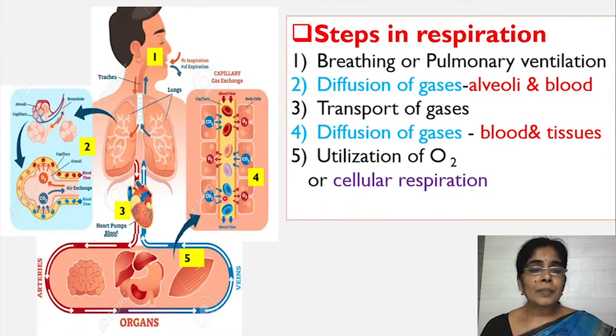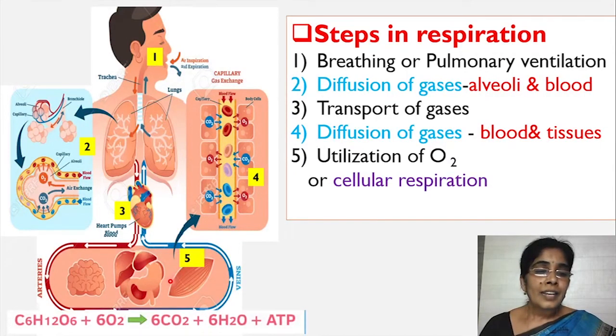And the fifth step is, how is this carbon dioxide produced in the tissues? That is, the cells of the tissue, by oxidation of food materials, produce energy. That is the internal respiration.